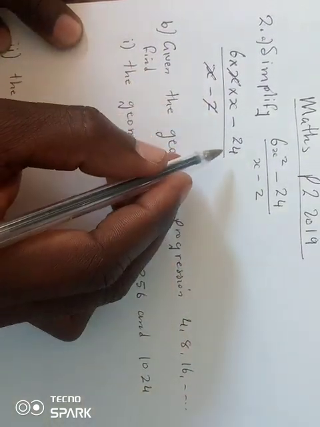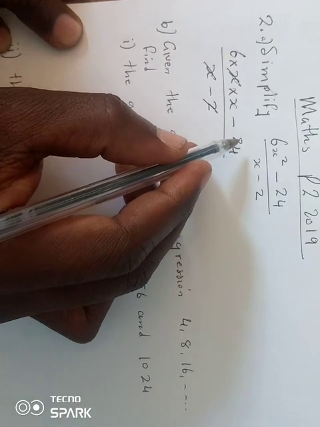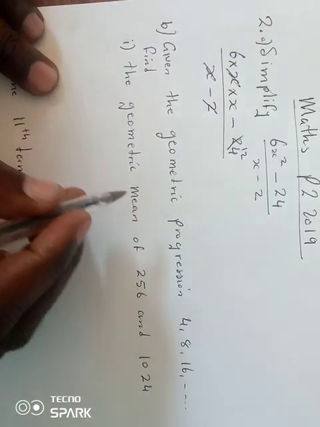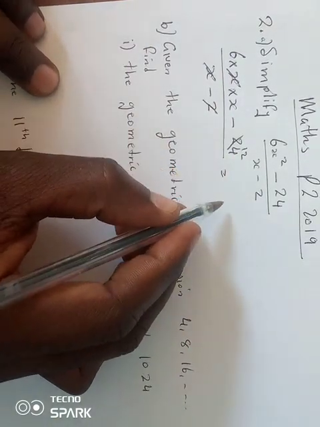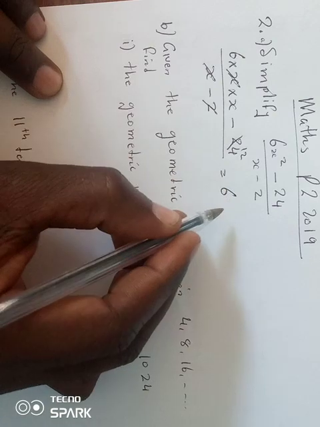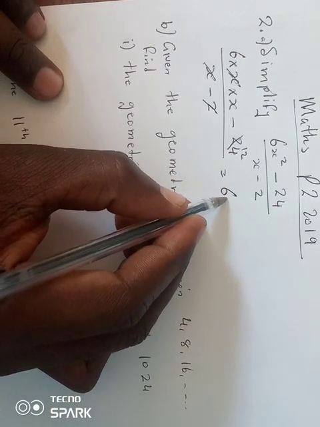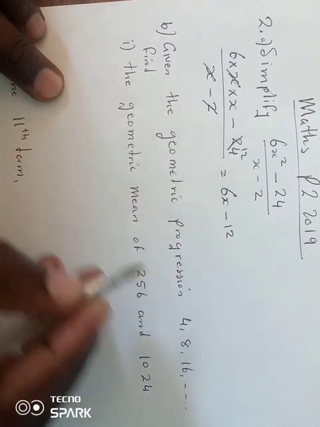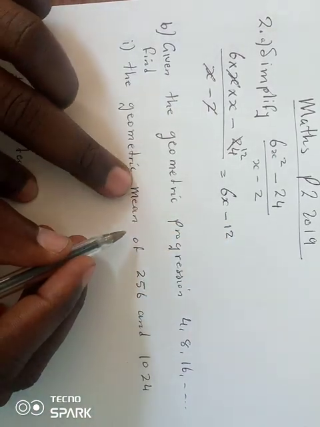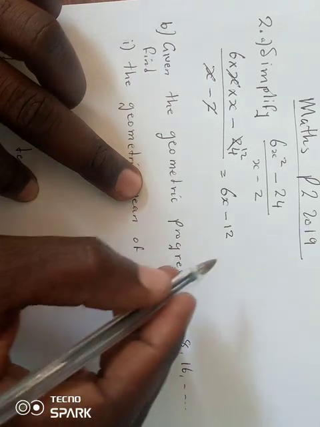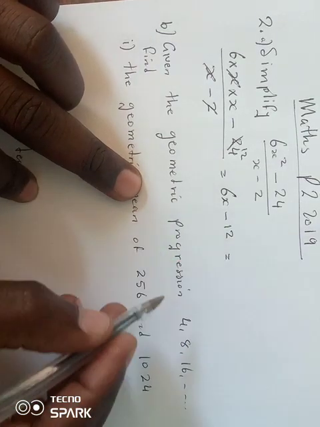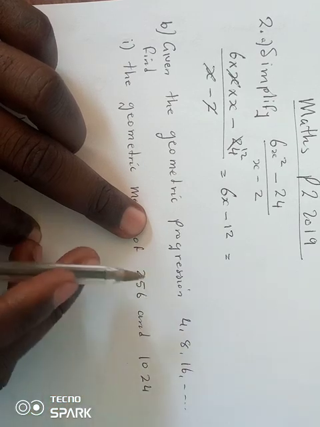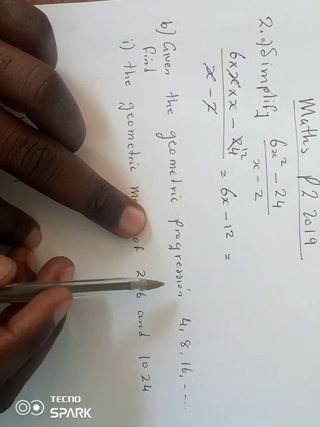2 divided by 24 will give you 12. So meaning what you are remaining with is 6x minus 12. If you want, you can leave it here. If you don't want, you can factorize it. You can factorize. Pick the highest number which is divisible by the two terms.